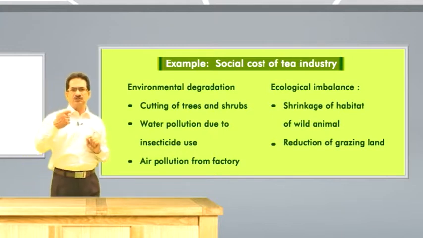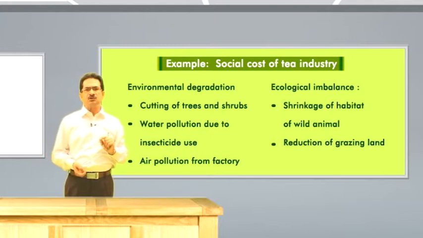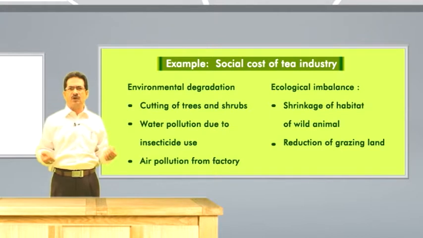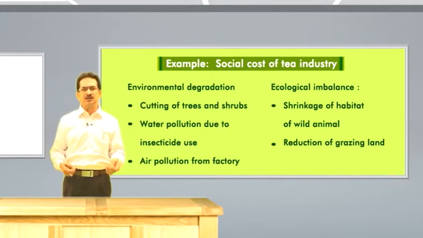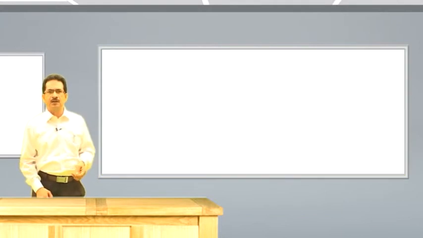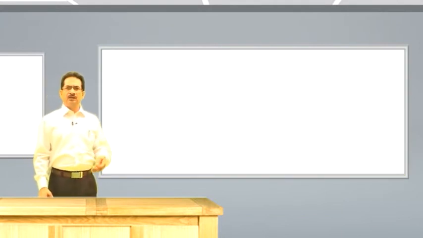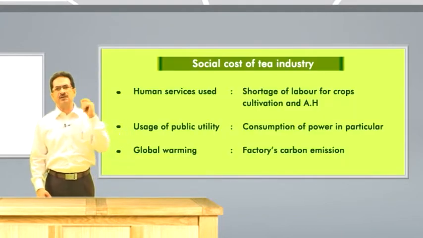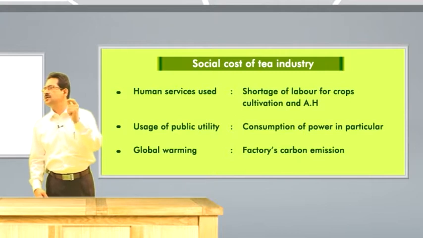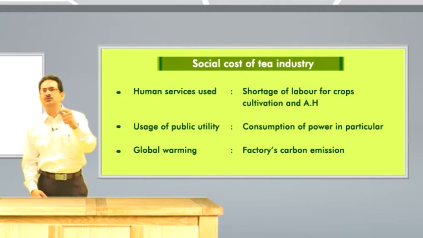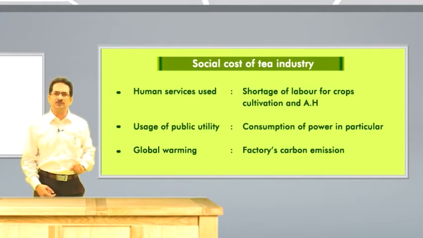Another social cost of the tea industry is ecological imbalance through shrinkage of habitat of wild animals and reduction of grazing land for domestic as well as wild animals. Another cost is human service use: shortage of labor for crop cultivation as well as for animal husbandry because of the migration of labor from the farming sector to the tea industry sector.